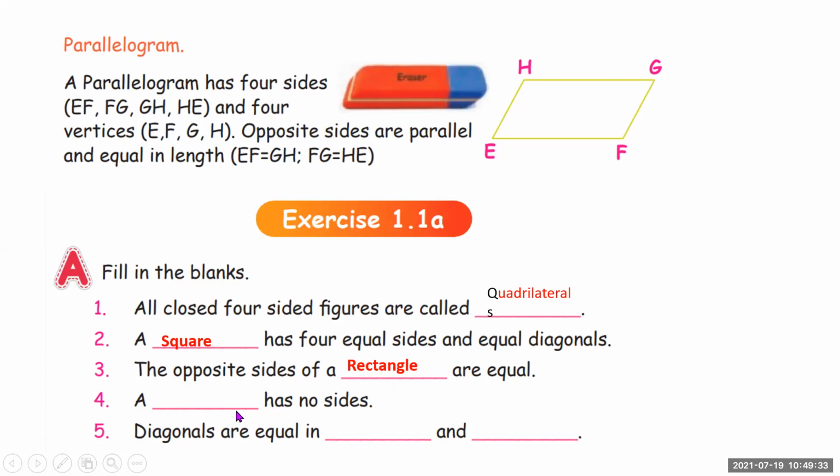A dash has no sides. So this is obvious. A circle has no sides. Diagonals are equal in this shape and this shape. So square and rectangle, if we take, diagonals are equal in length.